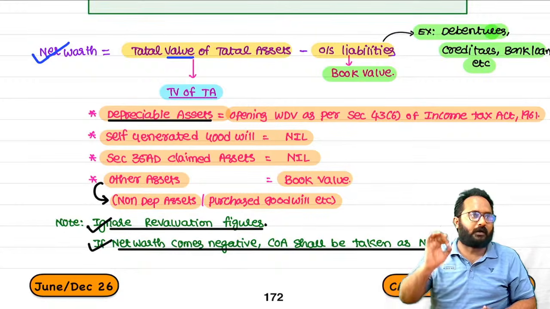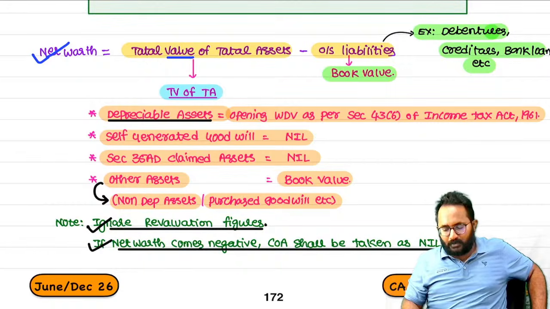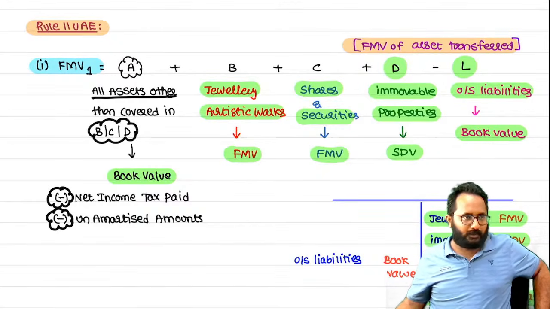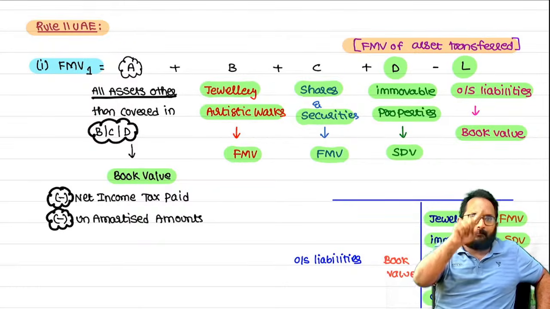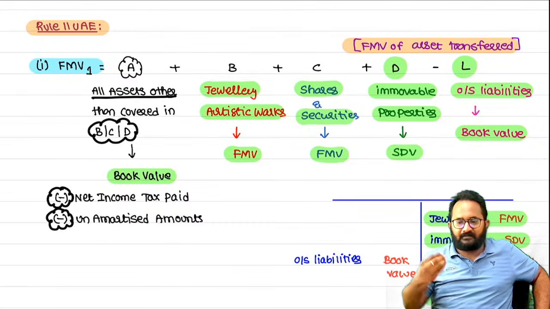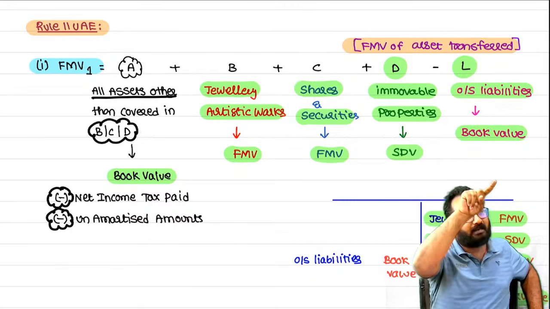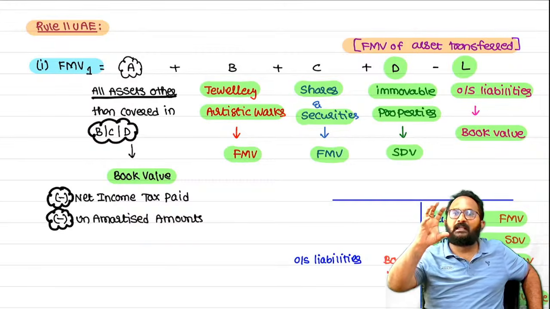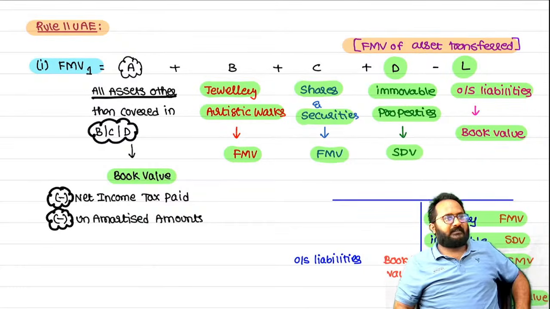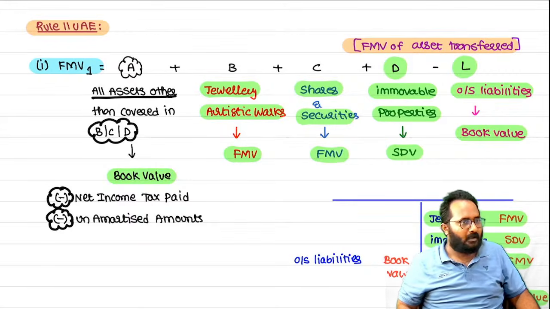If you get negative net worth, you have to take it as what? 0. Net worth you have to take as 0. Now I am going to compute the FMV1 and FMV2. So what is the FMV1 formula? A plus B plus C plus D minus L. L means here outside liabilities. Please remove the outside liabilities at what value? Book value, which is similar to net worth computation. So what is D? Immovable property. What value? SDV. What is C? Shares and securities. What value? Fair market value. Jewelry, artistic works, etc. Fair market value.